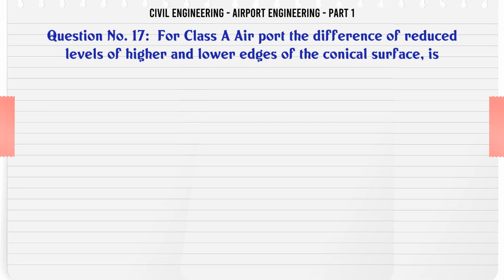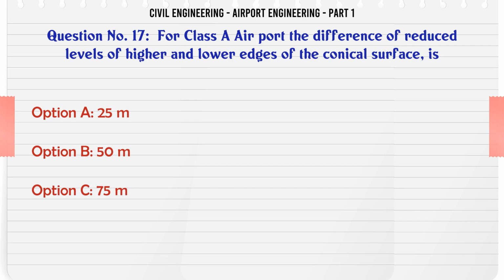For Class A airport, the difference of reduced levels of higher and lower edges of the conical surface is A. 25 m, B. 50 m, C. 75 m, D.